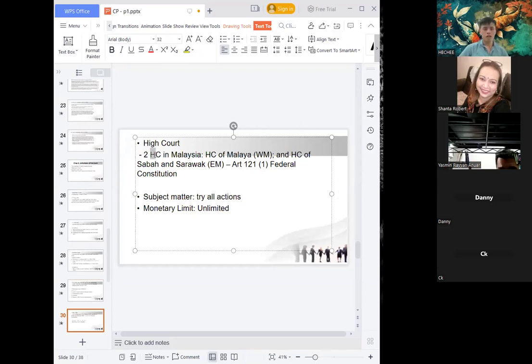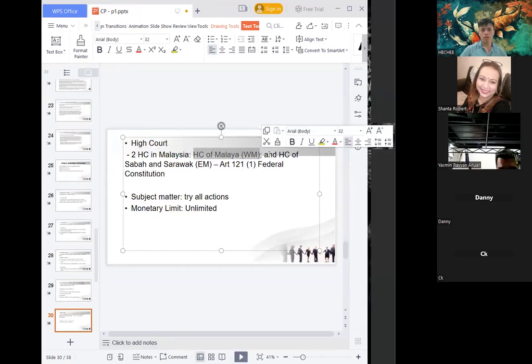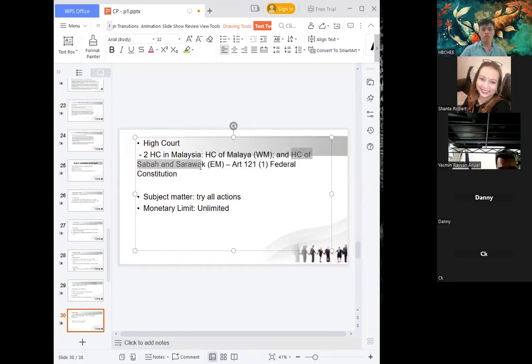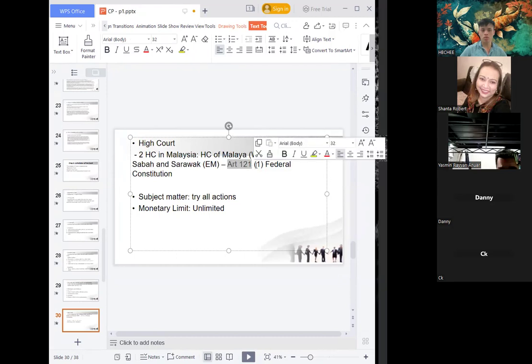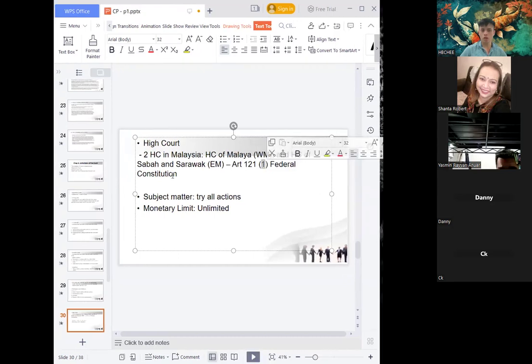Because the High Court in Malaysia is divided into the High Court of Malaya and the High Court of Sabah and Sarawak, which is for East Malaysia. This is provided in Article 121(1) of the Federal Constitution.